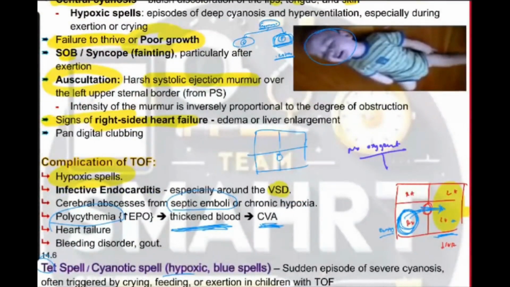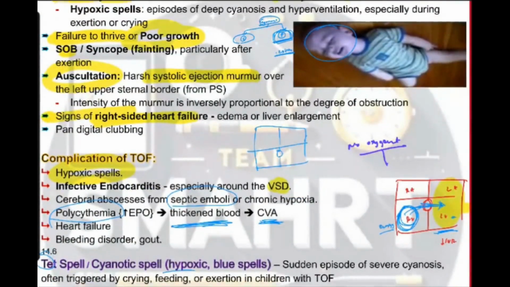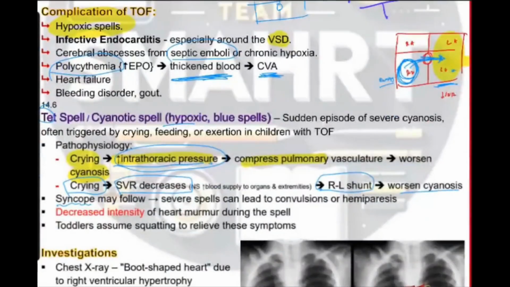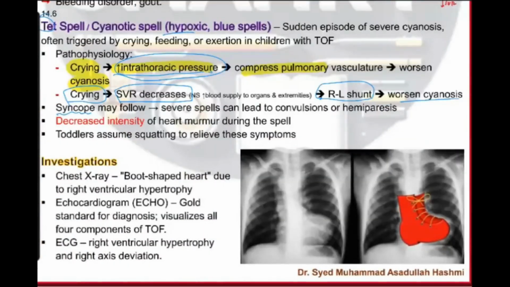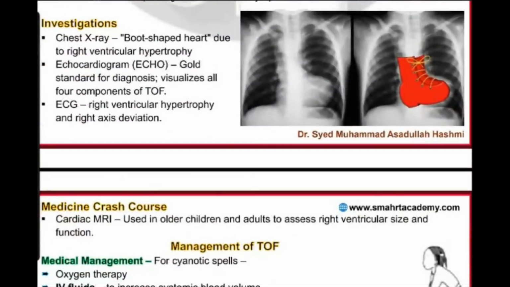On auscultation, what will you find? Ejection systolic murmur. In chronic cases, signs of right heart failure. The TET spell also we studied. Now how are you going to manage this baby?